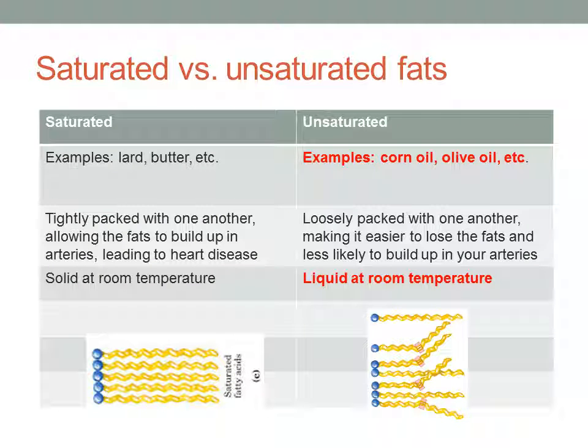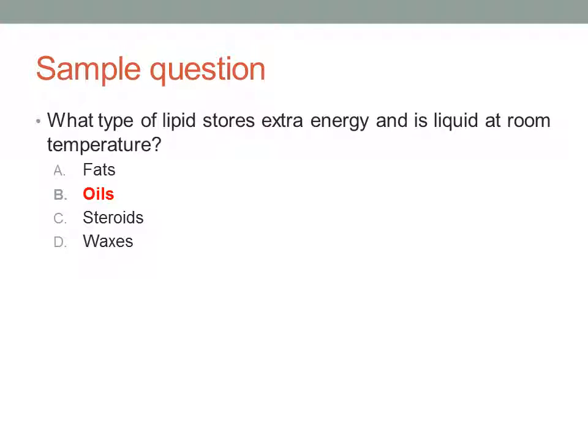Remember, we just saw this slide that the unsaturated fats are liquid at room temperature, and if we look at the examples, we'll see that corn oil and olive oil are examples of unsaturated fats. So the best answer for this one would be B, oils.